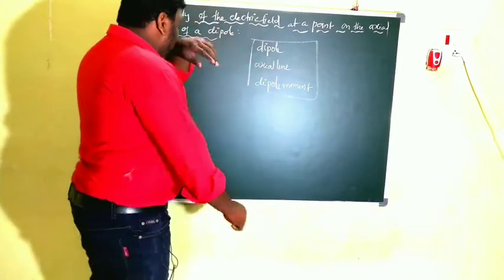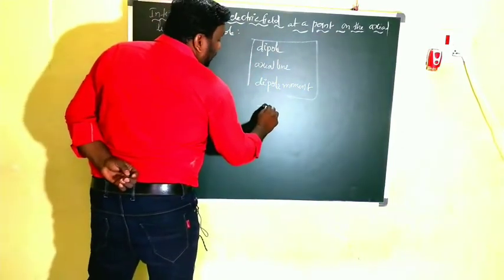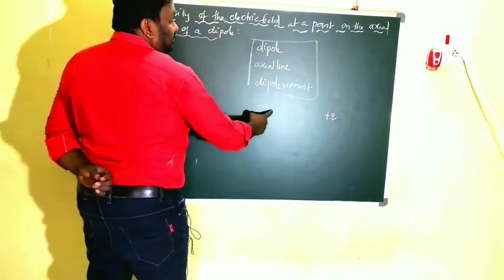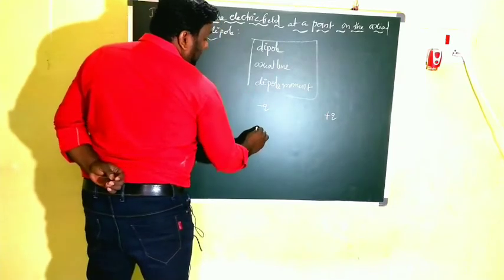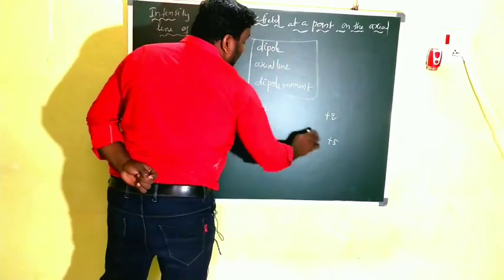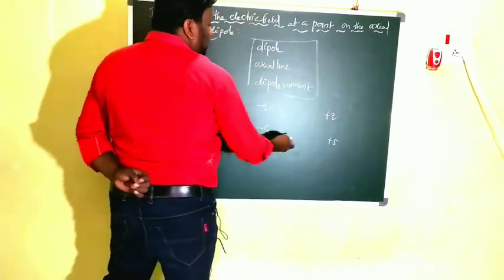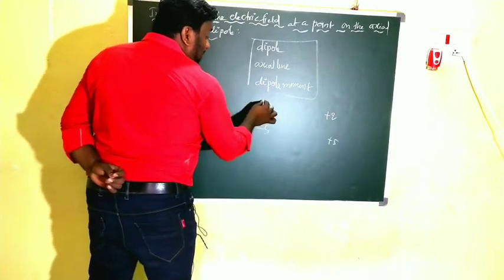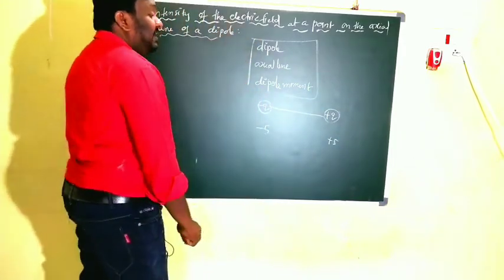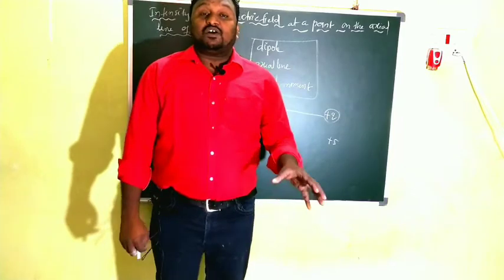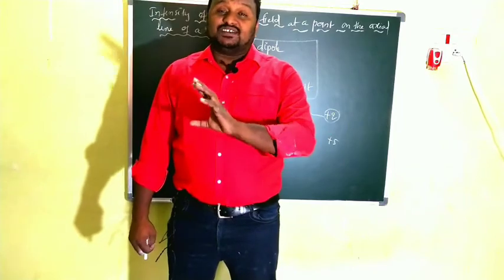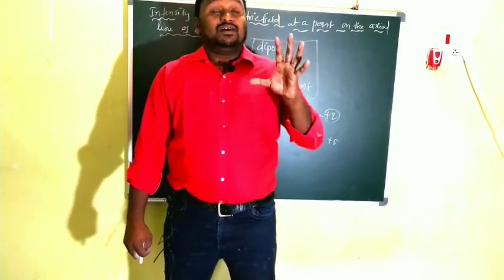First, a dipole means two equal and opposite charges. For example, -5 and +5. They are equal in magnitude, but they are opposite. Two equal and opposite charges separated by some distance is what we call a dipole.